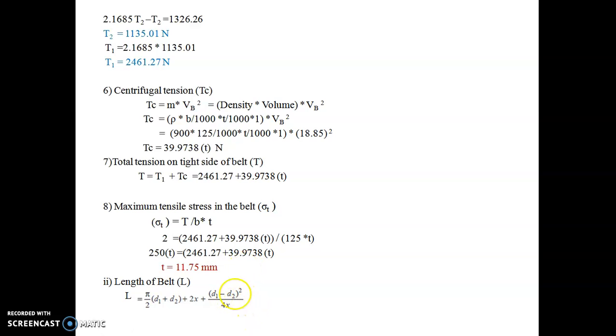Second, length of belt L is equal to pi by 2 into d1 plus d2, plus 2x, plus d1 minus d2 bracket square upon 4x.